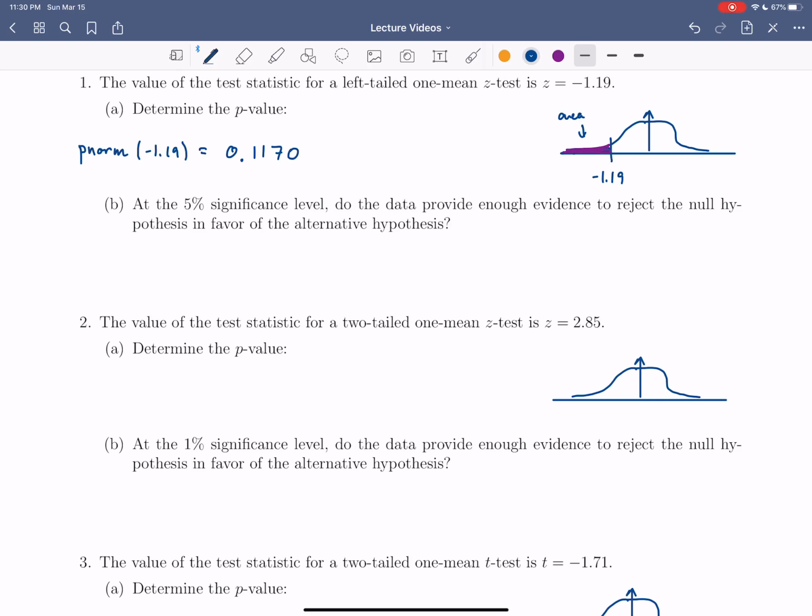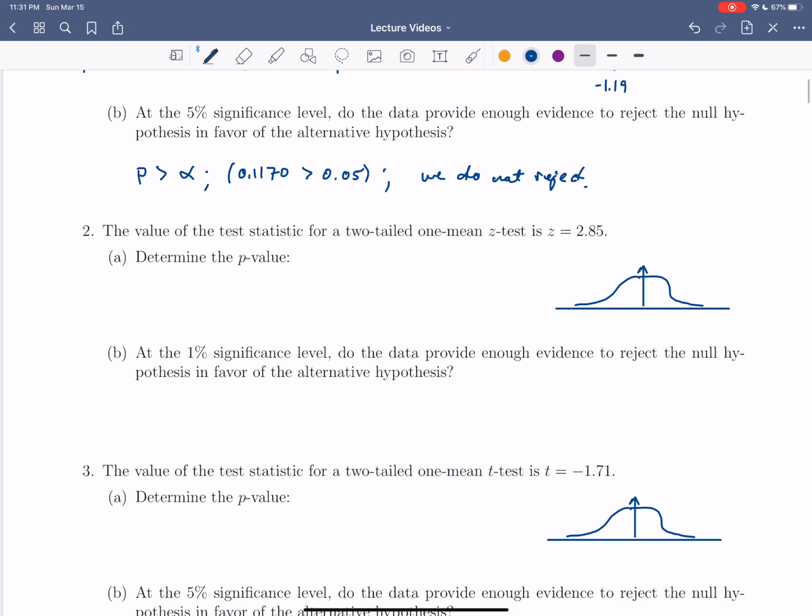And so the second half says at the 5% significance level, do the data provide sufficient evidence to reject the null hypothesis or not? And since our p-value, so this is our p-value, since p is bigger than alpha, we have 0.117 is bigger than our alpha, which is 0.05, that means that we do not reject. Okay, we fail to reject the null hypothesis. All right, and that's how that works. If p is bigger than alpha, we do not reject. If p is less than or equal to alpha, we do reject.